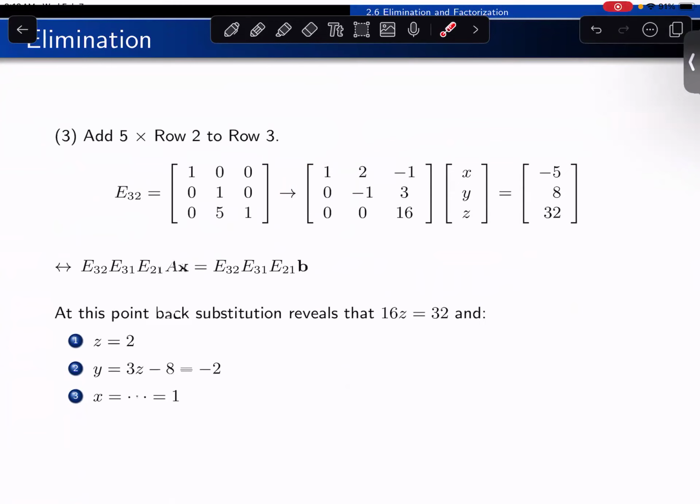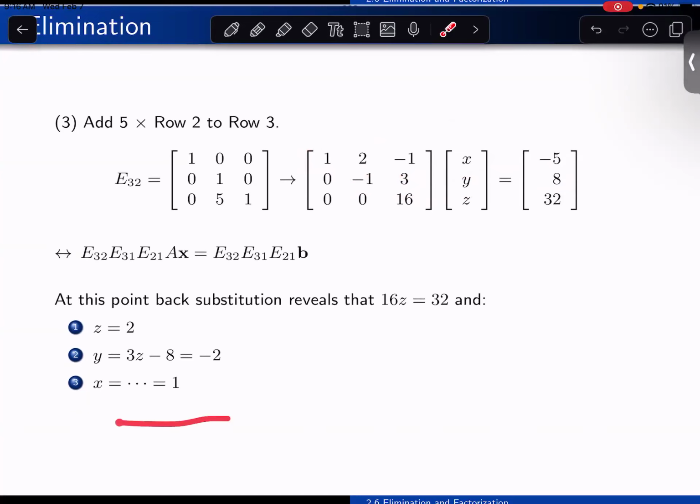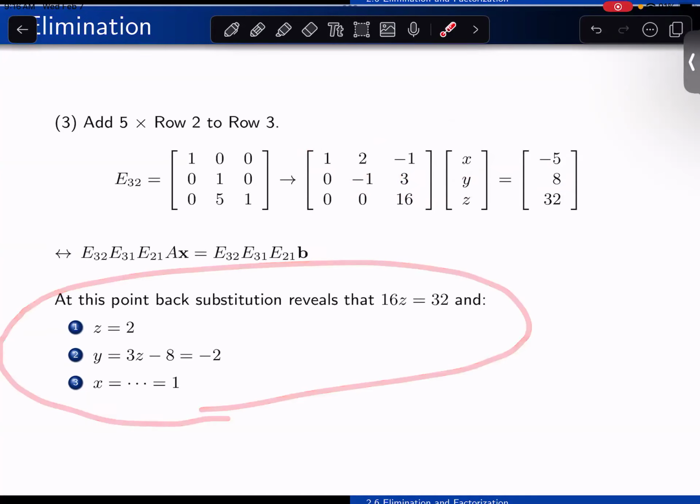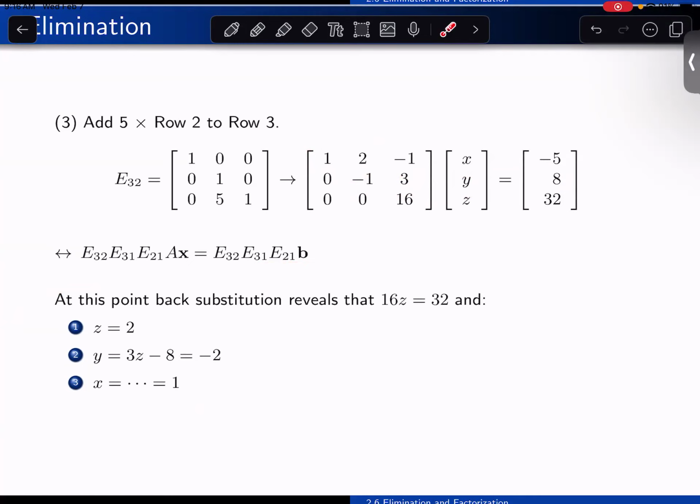Once you get to this point, you know that 16z is equal to 32, so you'll find that z is equal to 2. Then you plug z is equal to 2 into this equation here to determine what y is going to be, and then you plug in what y and z are equal to determine what x is. This is kind of where we were stopping before, but writing out the equation in this way gives us some useful insight.